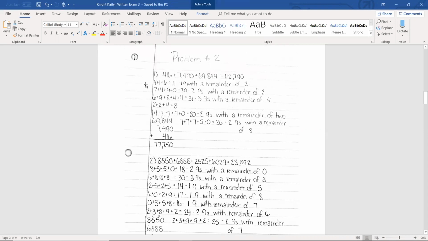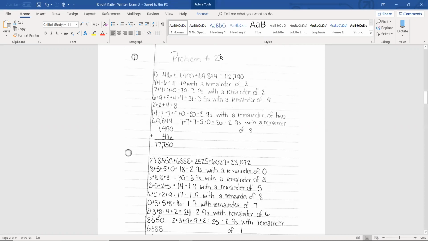And then this next number is 7 plus 4 plus 9 plus 0, which is 20, which is 2 nines with a remainder of 2. And then we've got 6 plus 9 plus 8 plus 4 plus 4, which is 31, which is 3 nines with a remainder of 4. So these are our remainders right here, the 2, the 2, and the 4. And since this is an addition problem, we add the remainders together to get 8.